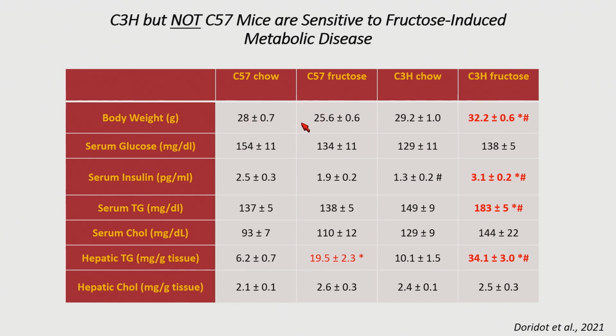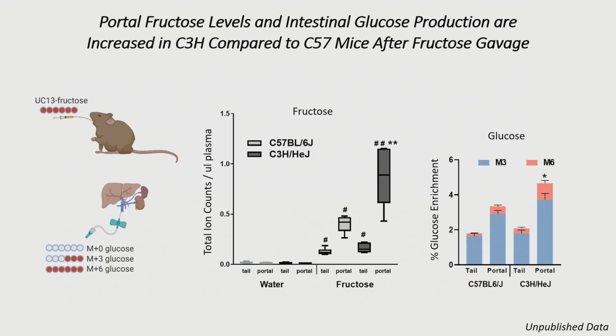In fact, they've not gained as much weight as the C57 mice on chow, whereas C3H mice gain a tremendous amount of weight on a high fructose diet. And the C3H mice develop hyperinsulinemia and hypertriglyceridemia and severe hepatic steatosis, and much more so than the C57 animals. So there are more strain-dependent differences in fructose sensitivity. And this is something we've been studying for a while. And it led us to do some studies.